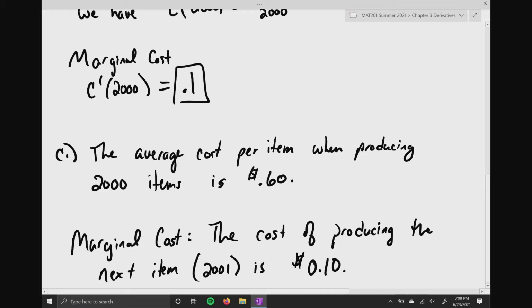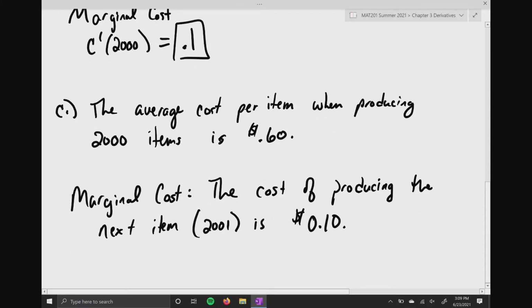The average cost just gives me an idea of how much on average it's going to cost me to produce 2,000 items. The marginal cost is that instantaneous rate of change. So I know if I go from 2,000 items to 2001, it's going to cost me an additional 10 cents to produce that. The average cost takes all 2,000 items into consideration. However, the marginal cost just tells me how much to make the next one. Okay?